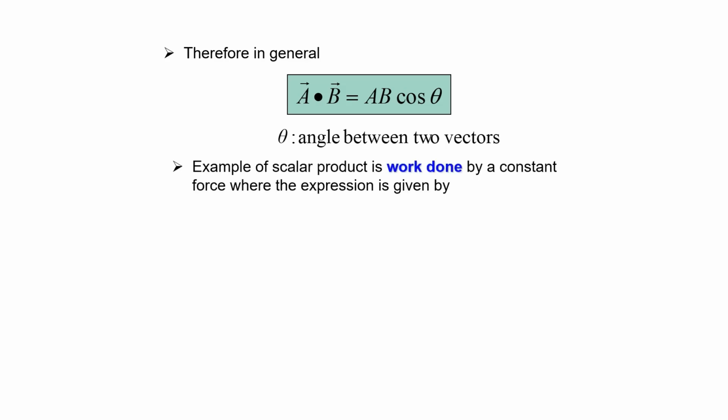An example of scalar product is work done by a constant force, where the expression is given by work is equal to vector F dot vector S is equal to Fs cos theta.